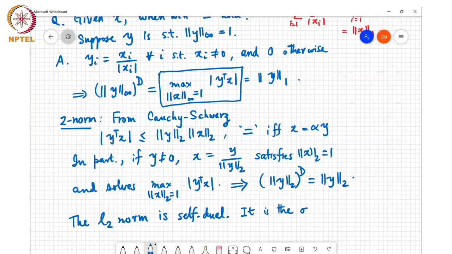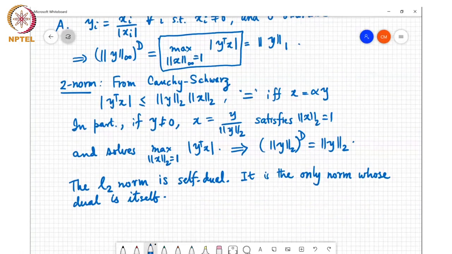It is the only norm which is self-dual. So this is also something that can be shown. I won't show it here, but it can be shown. So if you start from the property that the dual norm of a given norm is equal to the norm itself, you can then derive and show that that norm must be the Euclidean norm.